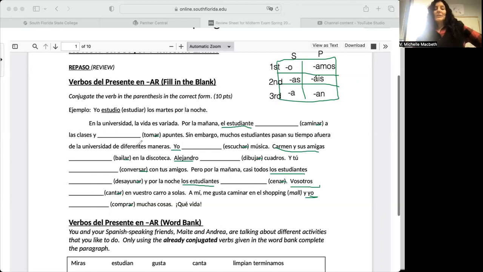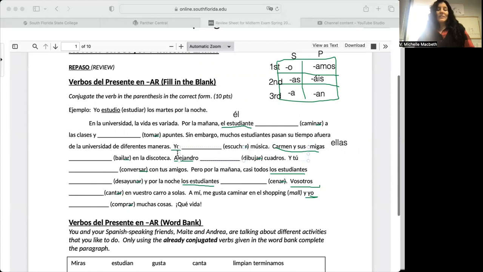The next thing I want to do is look at the subjects and think, do I know what this subject is? Do I know what this one means? So do I know what el estudiante is? Well, el estudiante is just technically an él. What about Carmen y sus amigas? That's just going to be ellas.